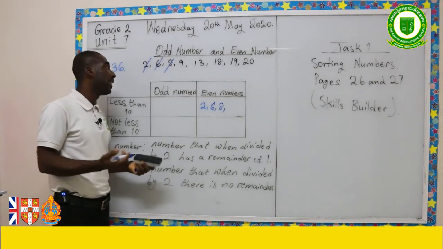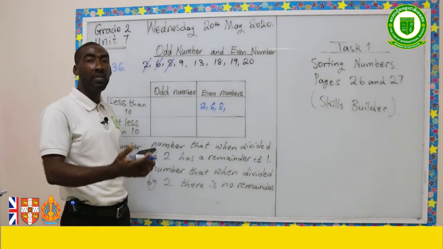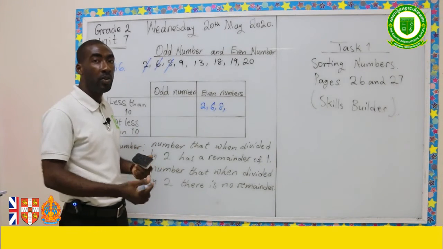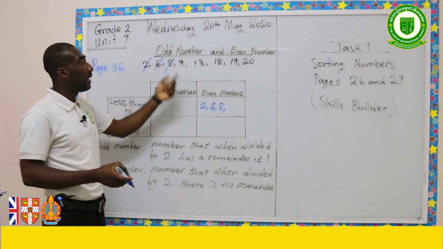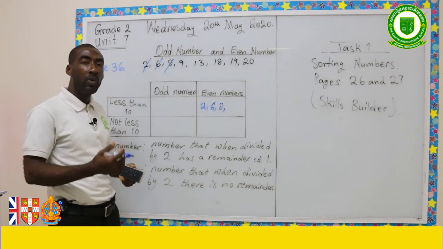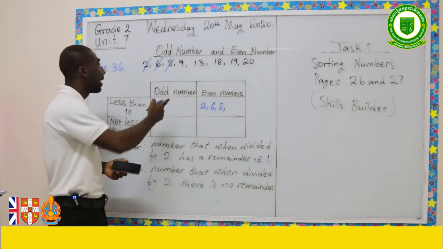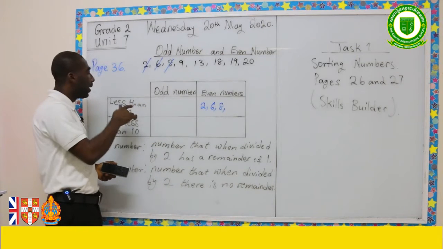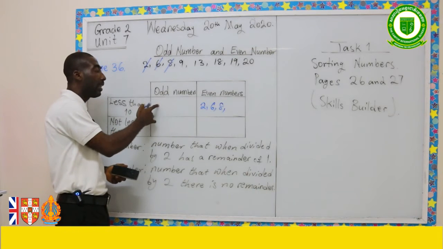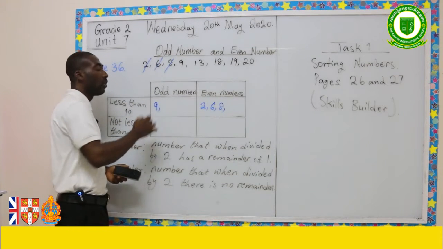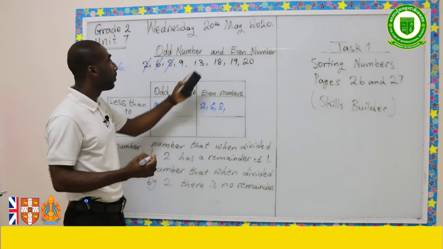9. We cannot divide 9 by 2 without having any remainder. There is going to be a remainder of 1. So once we divide 9 by 2 and we have a remainder of 1, it means 9 is an odd number. 9 is also less than 10. So we have to put 9 in the space of an odd number.